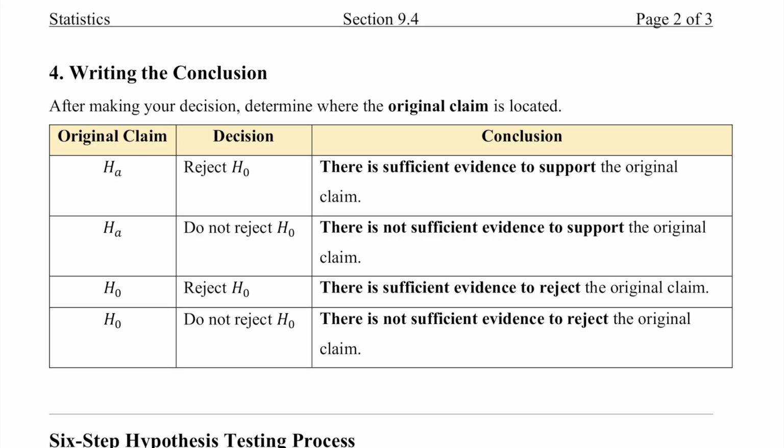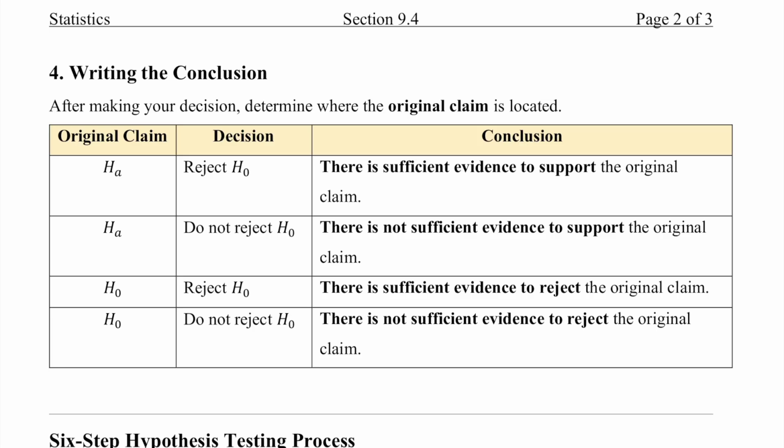After you've made your decision, there's one final step. You need to write your conclusion using the context of the problem. The wording of your conclusion depends on whether the claim in the problem is represented by the null hypothesis or the alternative hypothesis. Let's look at our 4 possible situations.